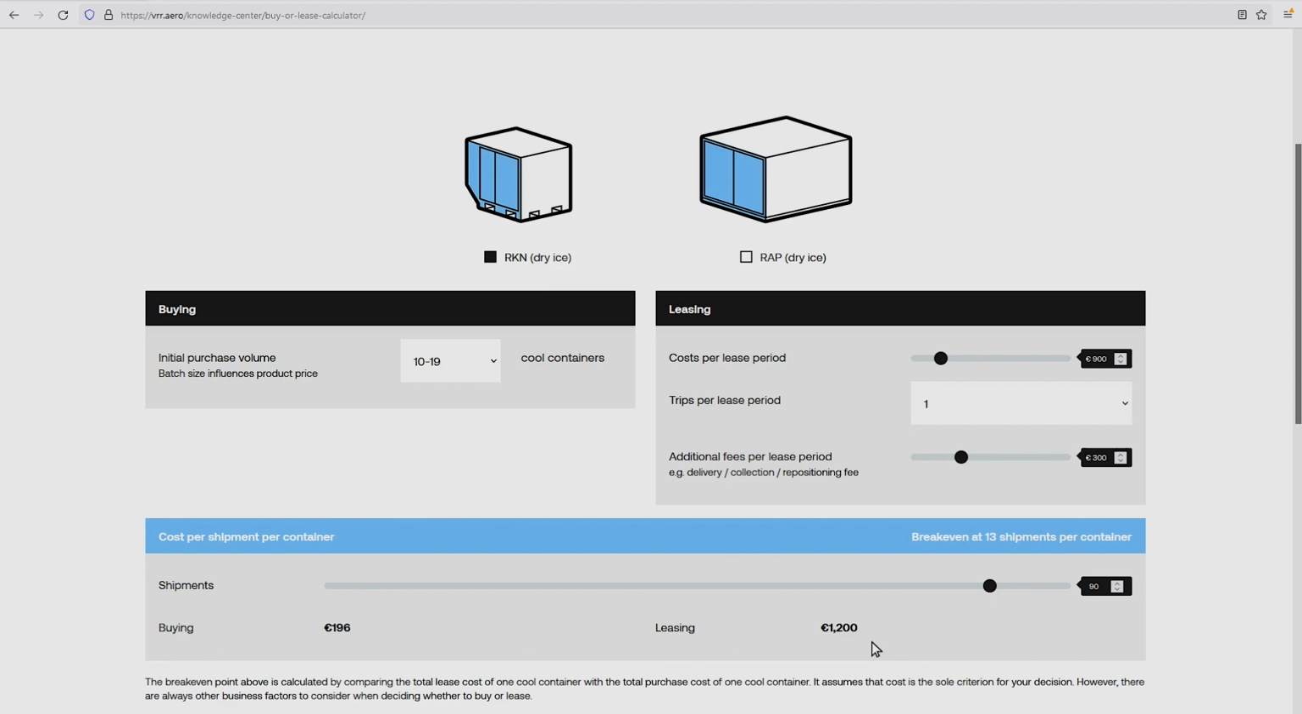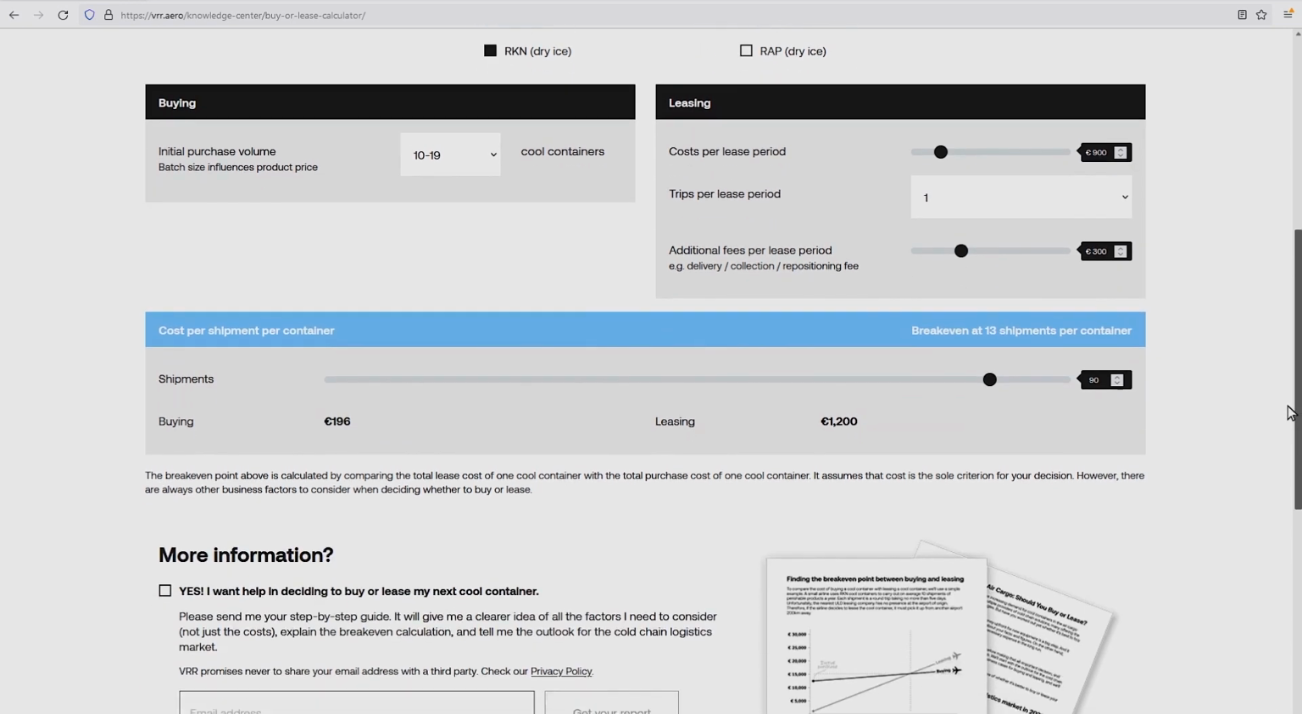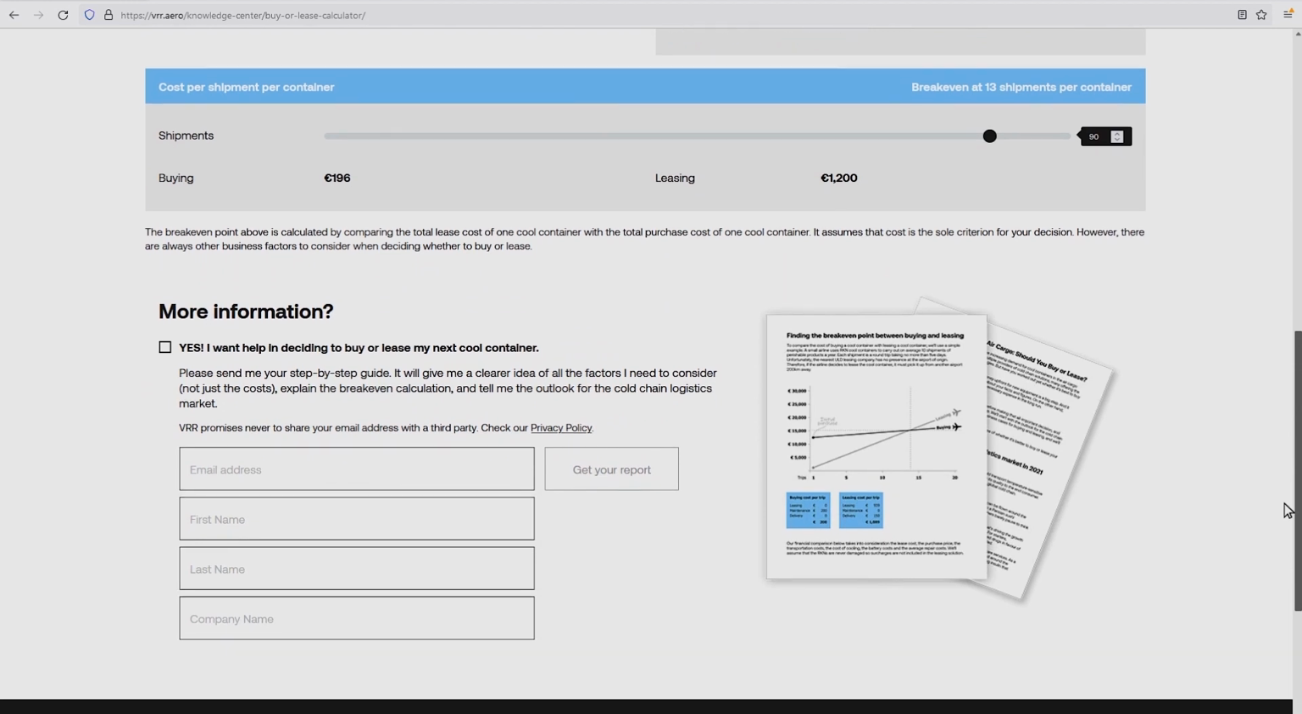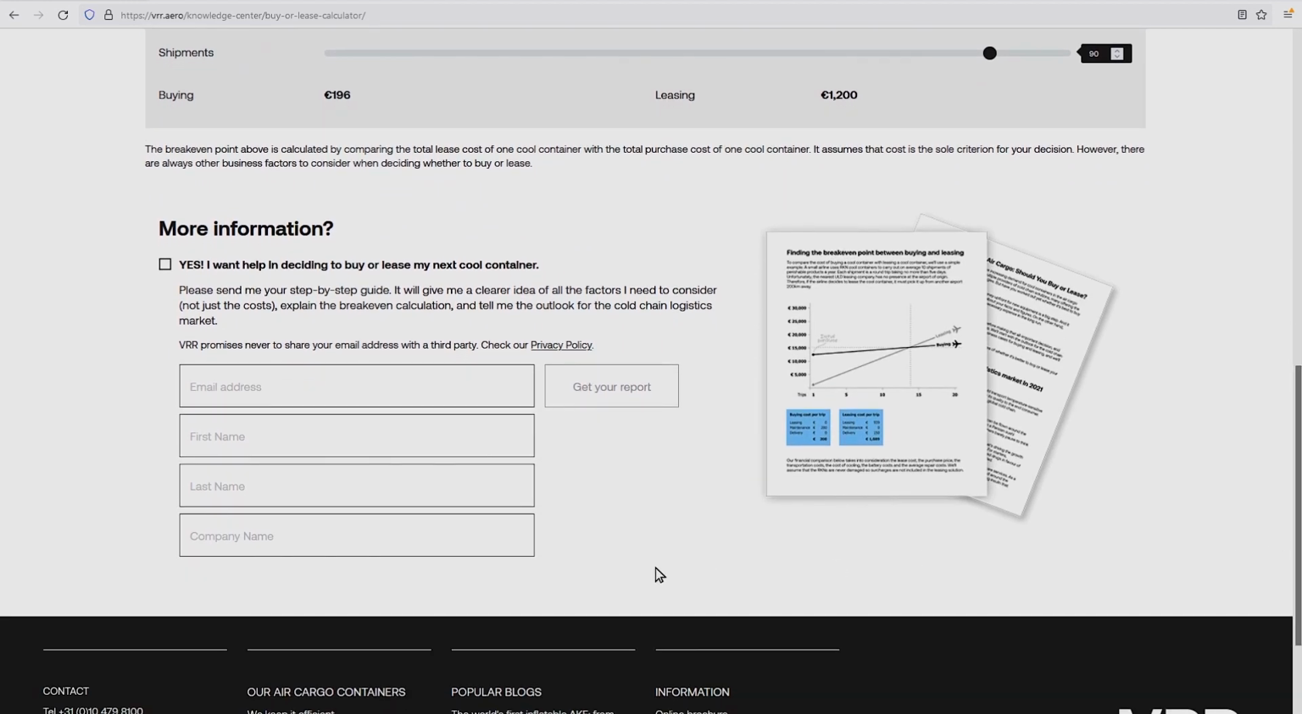Well, I hope that explains how you can use our buy versus lease calculator. I would like to point out that our calculator looks at cost factors only. Of course, there are always other business factors to consider when deciding whether to buy or lease. And if you want some help in that direction, you can download our free step-by-step guide underneath the calculator here. It also includes more information to use in your business case.